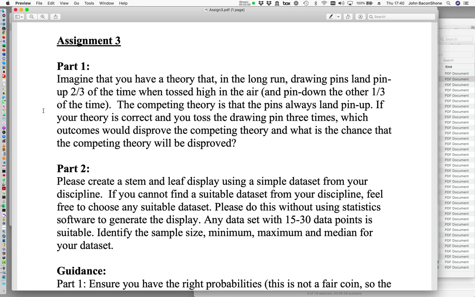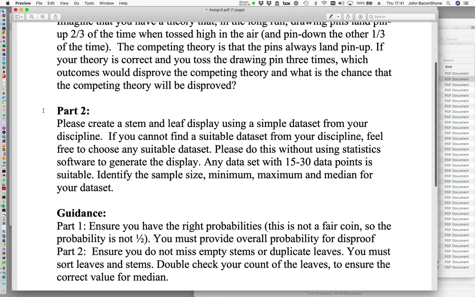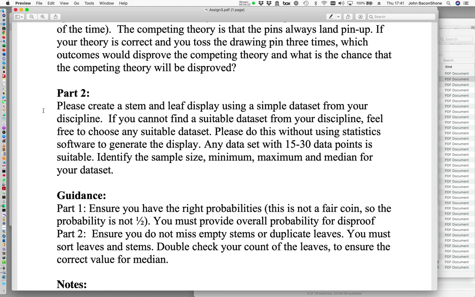Less than 15 is too simple to be interesting. More than 30 and it takes too long for you to do the work and too long for me to check it. And then having got the stem and leaf display, I want you to identify the sample size, the minimum, the maximum, and the median for your data set. Okay? And I've given you some guidance for both parts. For part 1, you need to make sure you're using the right probabilities. This is not a fair coin, so the probabilities are not a half. And you must provide the overall probability for disproof.